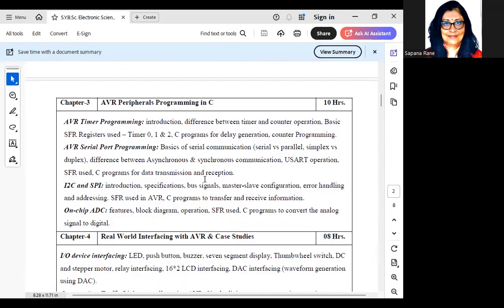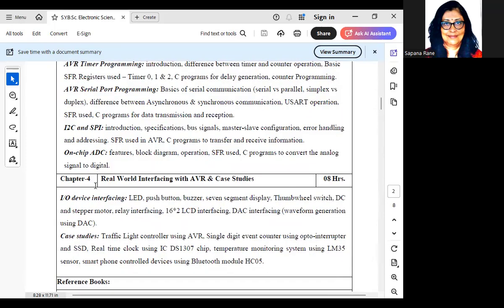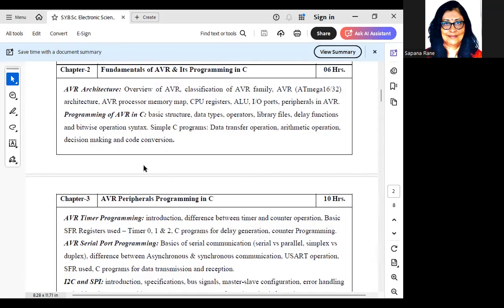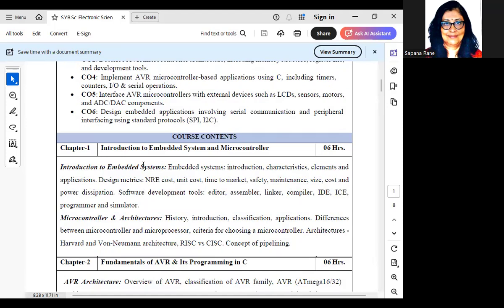So here we are going to study the programs. Chapter number 4 consists of the case studies. So here we are going to study certain applications, interfacing applications of the AVR microcontroller. So this is our whole syllabus. Today I will be discussing with you the details of chapter number 1, Introduction to the Embedded System and Microcontroller.